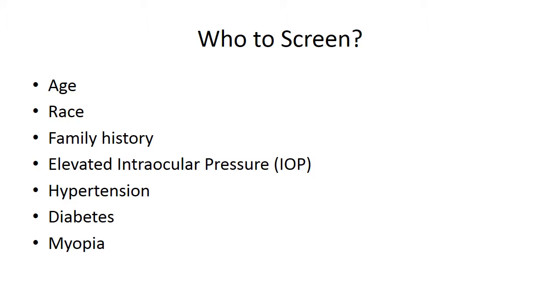Lastly, there is a strong association between elevated IOP and glaucoma. However, 1/3 to 1/2 of individuals with glaucomatous field defects have intraocular pressures less than or equal to 21 millimeters of mercury when first detected. Normal IOP ranges from 8 to 21 millimeters of mercury. In addition, over 90% of adults with pressures greater than 21 have no optic nerve damage. Other possible risk factors include hypertension, diabetes, and myopia.